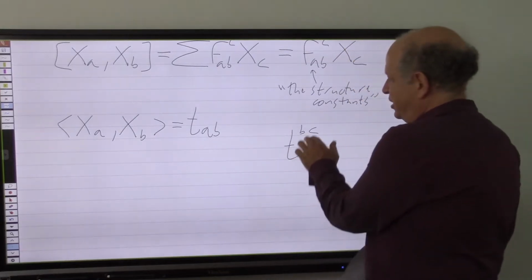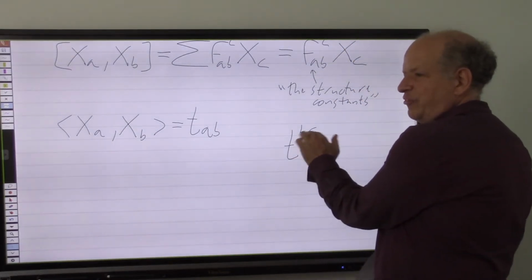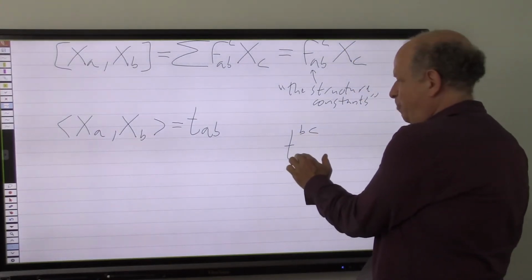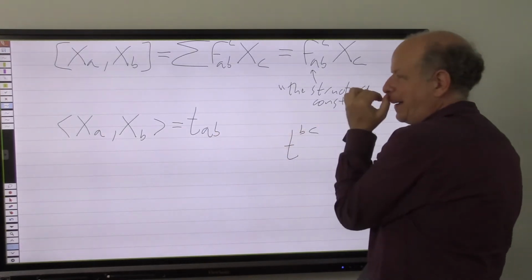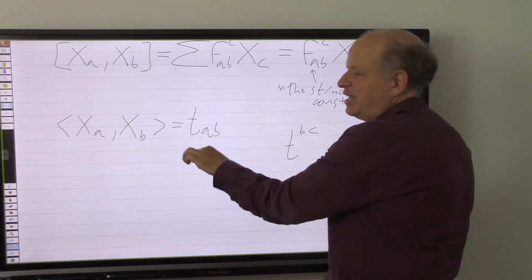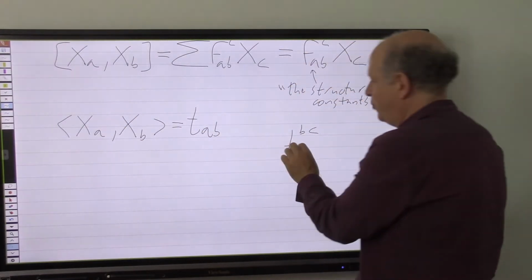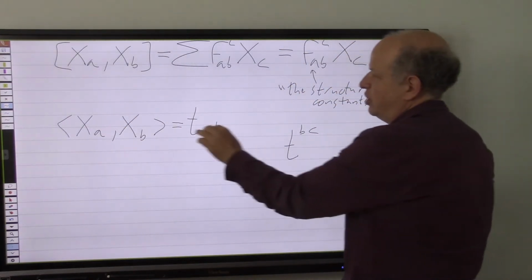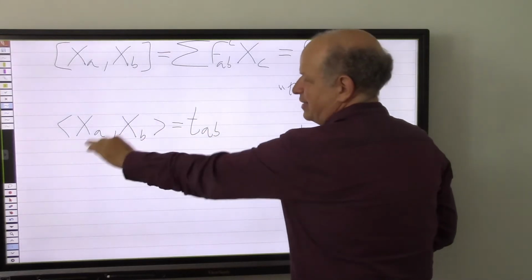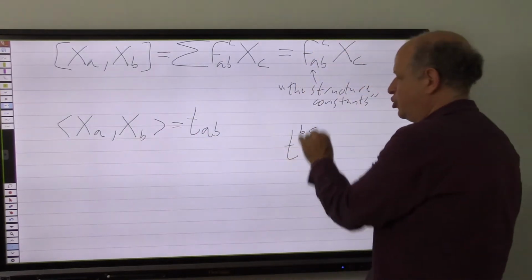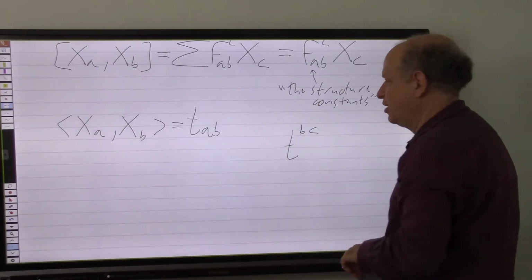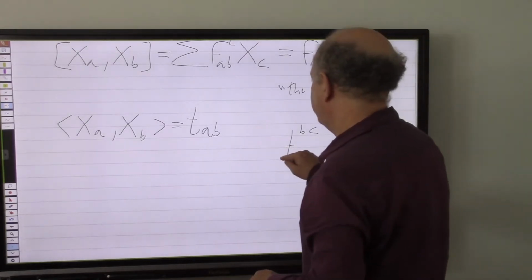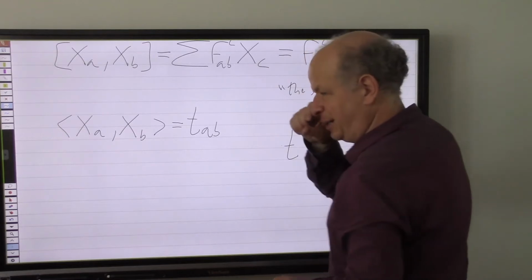What matters here is not that I changed the name of the indices, but that I've moved them from the bottom to the top. So if I write T lowercase ab, it's the metric, and if I write T subscript AB, that's the metric, and if I write T superscript BC, it's the inverse of the metric. What does it mean that this is the inverse?